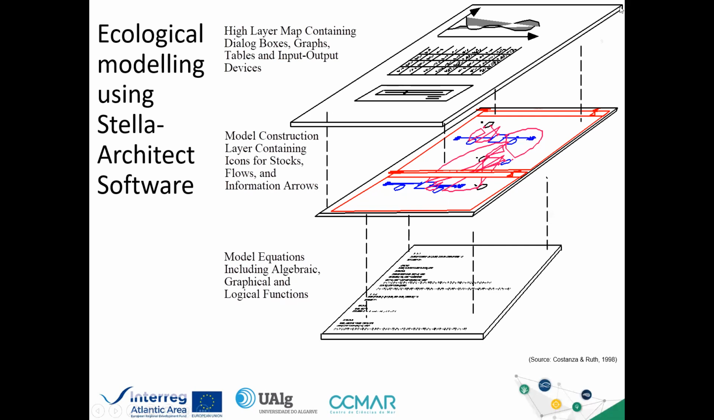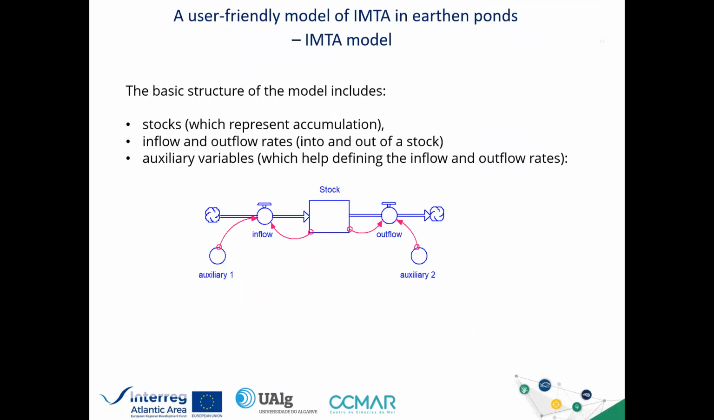So they only need to know how to work with this user-friendly interface. The basic structure of the model, in fact, is built with this conceptual diagram, where we introduce the stocks. The stocks can be our fish, and we have an inflow that can be a growth rate that will increase that stock, so the fish we are producing. And we have an outflow that can be, in the case of the fish, the natural mortality or the produced fish at the end of the production season.